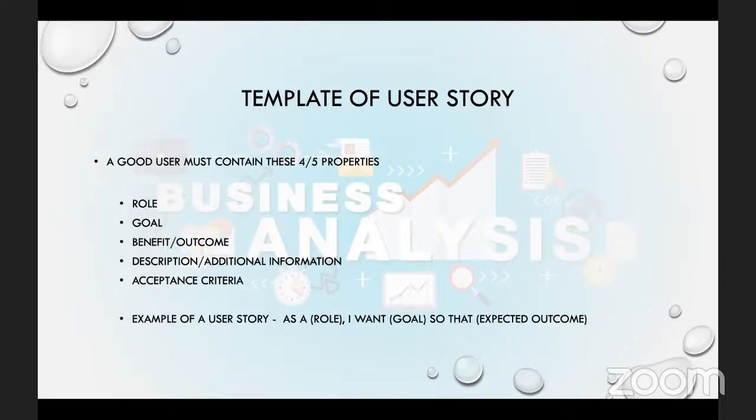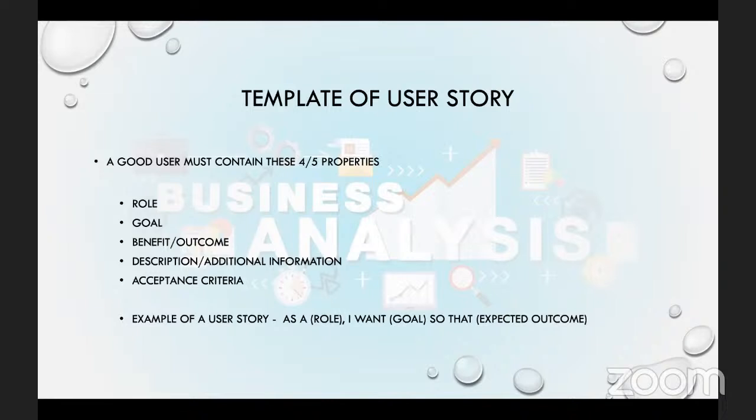Number 4, which is the one that is not mandatory, right? It's not something that will always be on there, but sometimes some stories will call for that. So the description or additional information. And then number 5 is the acceptance criteria. Acceptance criteria, yes, it's mandatory. You need to have acceptance criteria come up with a story.